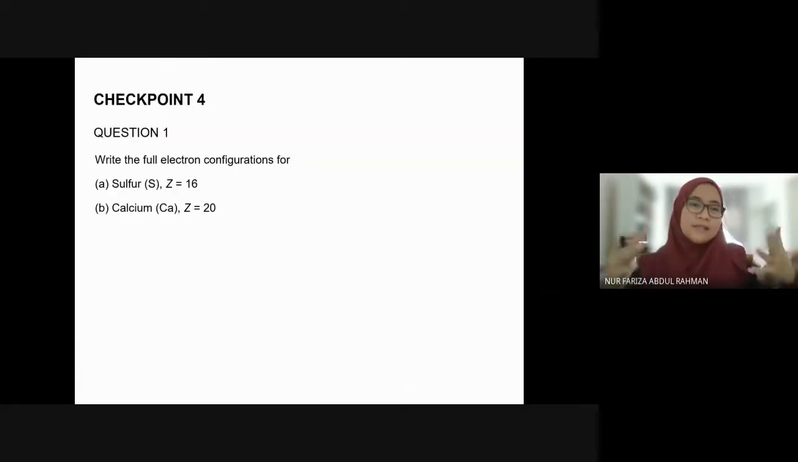Next, okay, write the full electron configuration for sulfur and calcium. Okay guys, please try to write the full electron configuration for sulfur and calcium. Okay, cuba try based on the tangga tadi just now.